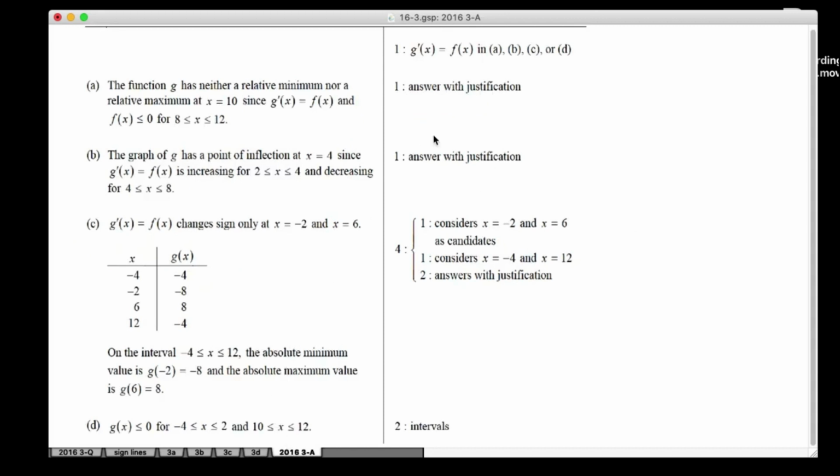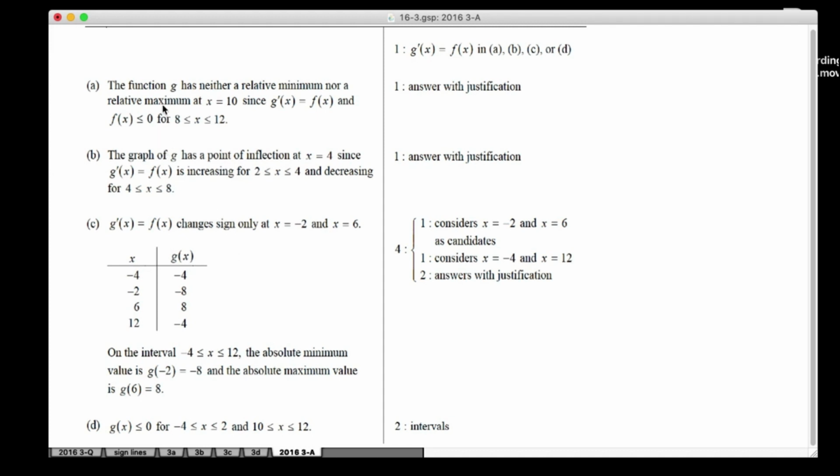Let's see what they gave you the points for. Very important, they gave you this point here to show the connection. This is the fundamental theorem of calculus. So G prime is equal to F. Okay, and then the answers with justification. Now again, they don't show you the sign lines. Just a point, you do not get credit for the sign lines, but the sign lines are very powerful to help you answer the questions.